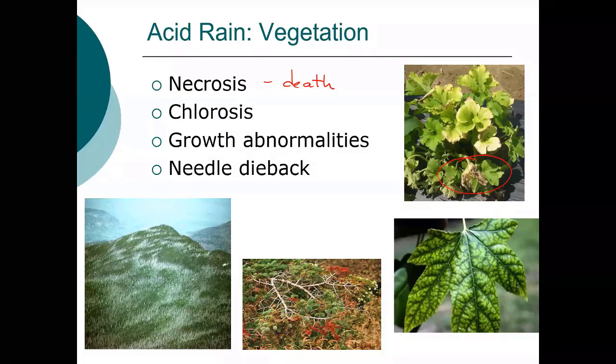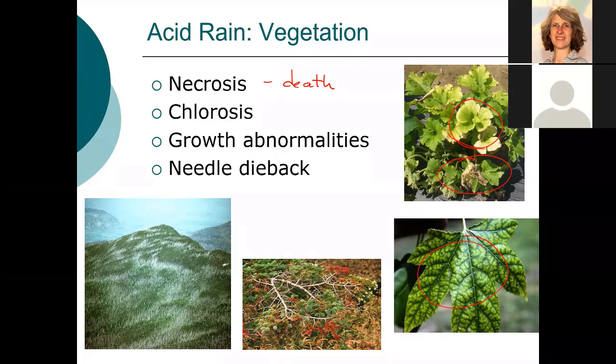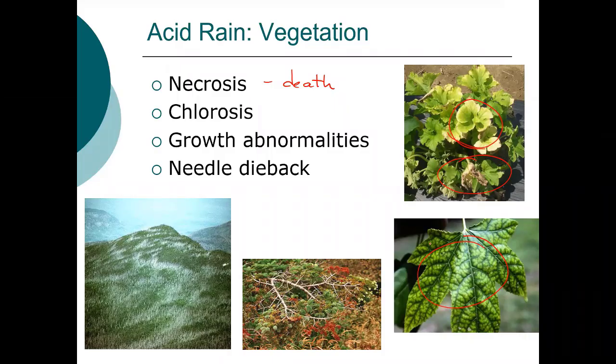Chlorosis is the loss of chlorophyll. And you can see that here, where you would expect the leaves to be a much darker color. They're more a yellow color, and that's because of the loss of chlorophyll, you can see that in this leaf here too. So as you can imagine, loss of chlorophyll affects photosynthesis, which affects plant growth. So that results in growth abnormalities. This also has an economic effect, because if your crops die, then that's a significant loss of income. And then lastly, we see needle dieback.